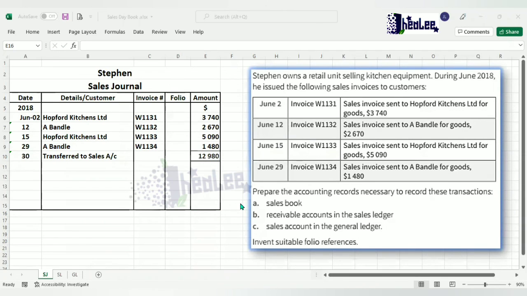Remember, in another session, we will be looking at B and C, where we'll be posting the credit sales to the respective accounts in the ledgers.